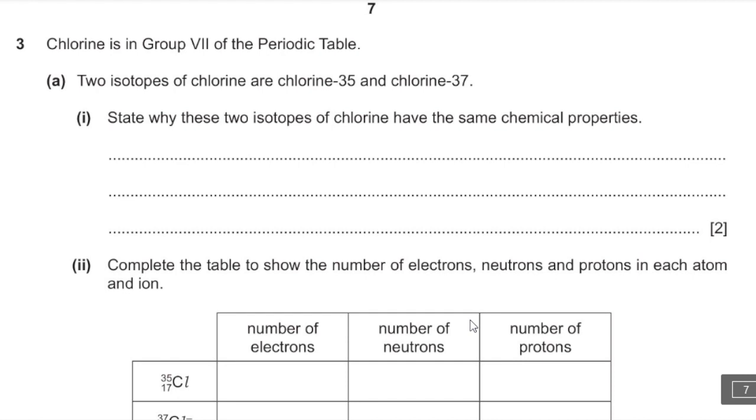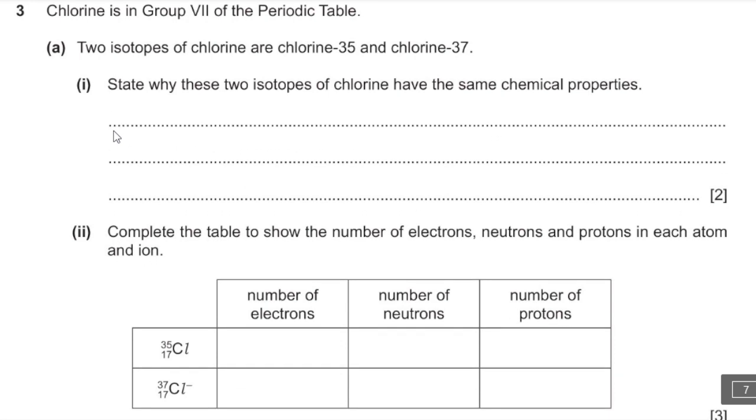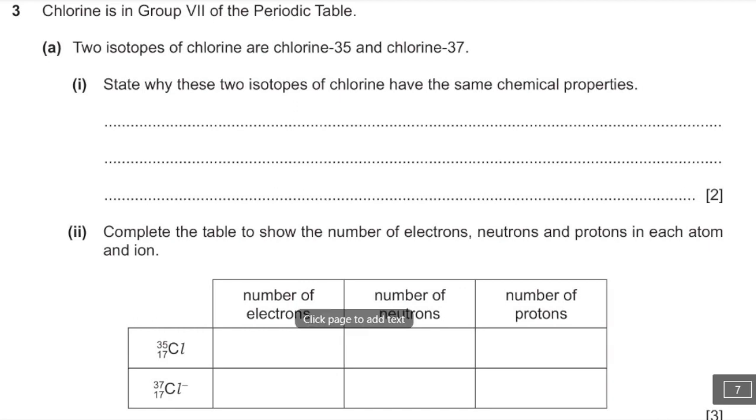3. Chlorine is in group 7 of the periodic table. A. Two isotopes of chlorine are chlorine 35 and chlorine 37. 1. State why these isotopes of chlorine have the same chemical properties. The chemical properties depend on the outermost electrons in the outermost shell, and since they have the same number of electrons in the outermost shell, they have the same chemical properties. But this new marking scheme requires us to use the phrase electronic configuration. They have the same electronic configuration, so that is going to give you 1 mark.